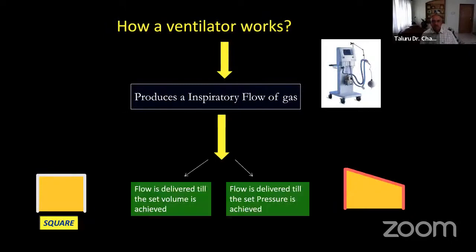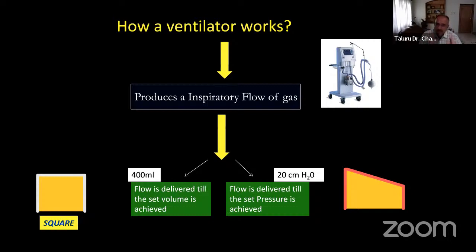See, this is what we have seen. No, I have said that a ventilator only produces an inspiratory flow of gas, and you have only two options. Either you can set it for a prefixed tidal volume or a prefixed pressure. In a prefixed tidal volume, it will always be a square wave. It divides the time into smaller segments and the flow is fixed. That's why you get a square wave.